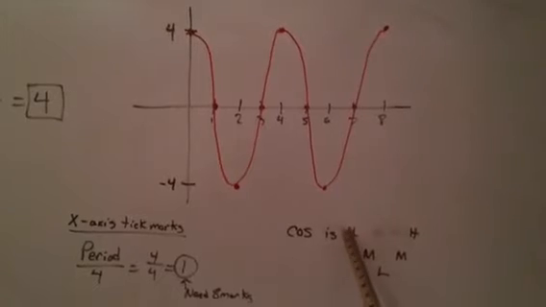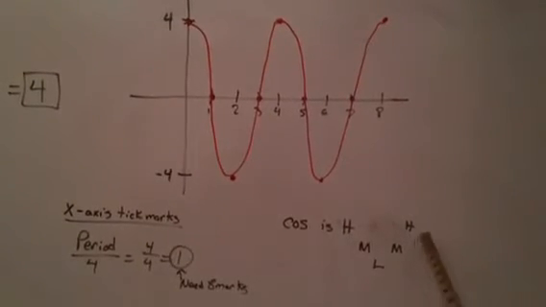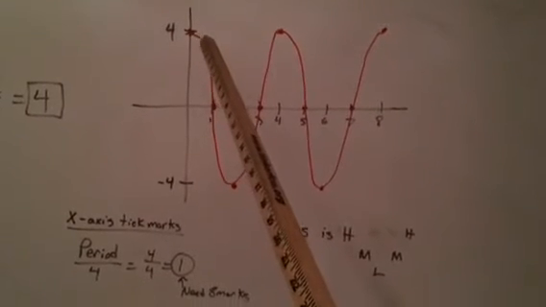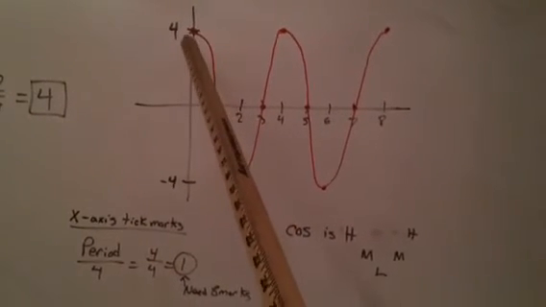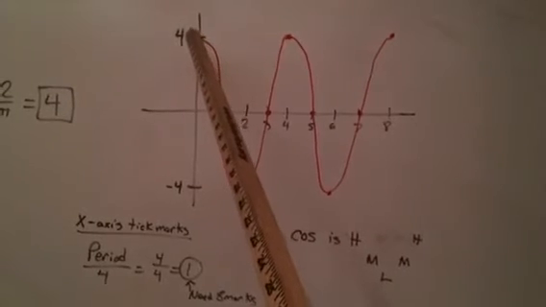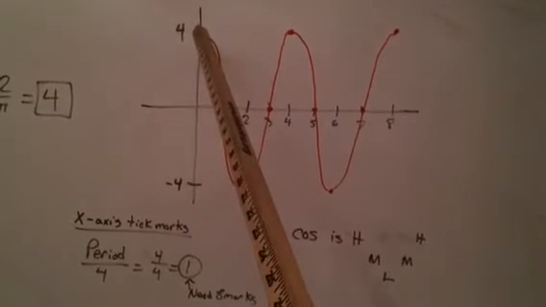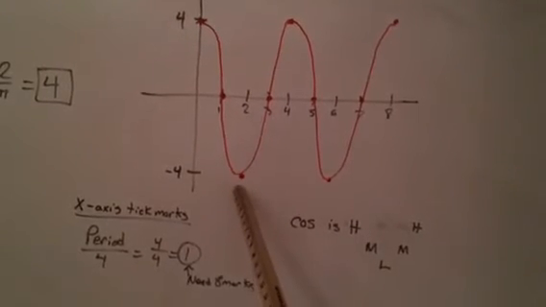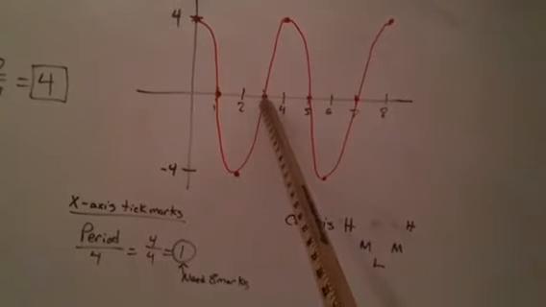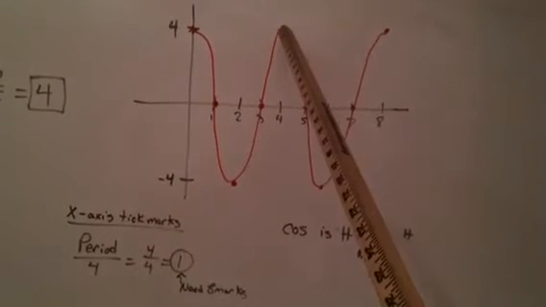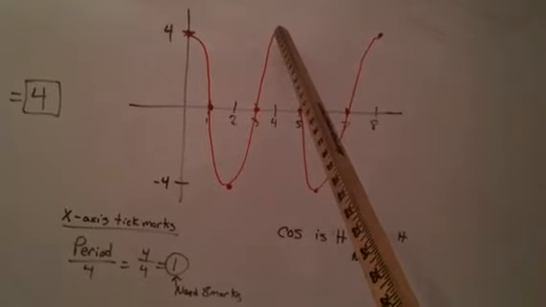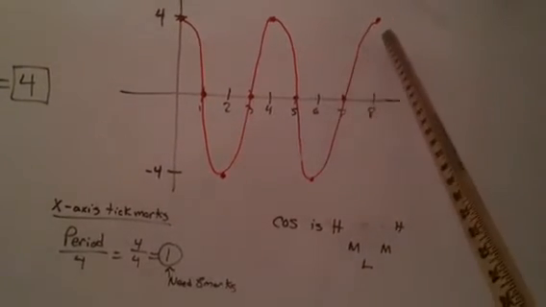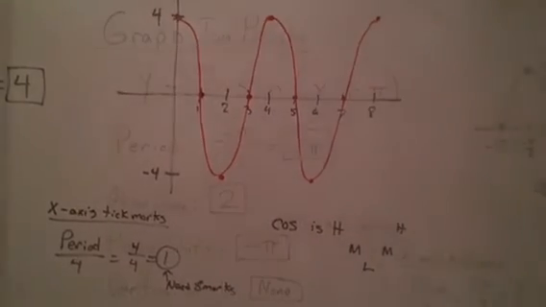When I graph cosine, cosine is high, middle, low, middle, high. And so starting at, since my phase shift is 0, I get to start at 0. So high is the high point of the amplitude. The next point is middle. The next point is low. The next point is middle. The next point is high. That's one period of the graph. Repeat. Middle, low, middle, high, and that's my graph.